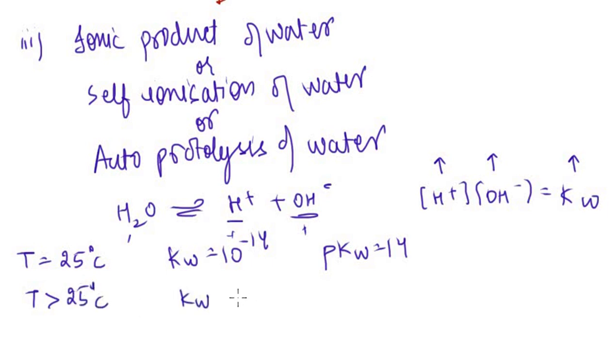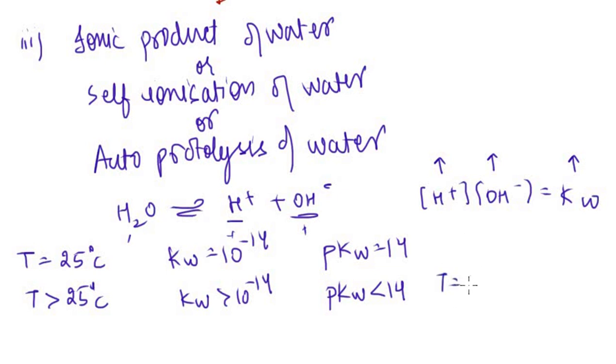So Kw will also be greater than 10 to the power minus 14. So pKw will be less than 14, because we know pKw is the negative log of Kw. So when we are increasing the temperature, Kw increases and pKw decreases. Right? So let's take an example.